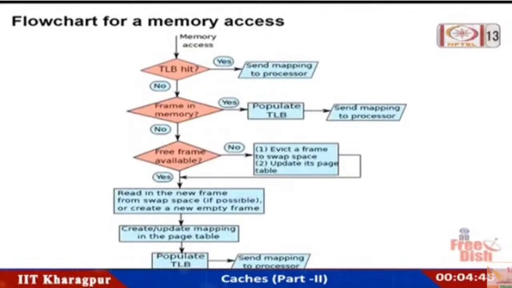So this is the final flow chart for a memory access. This figure is extremely important, so we should understand it. Here, if we have a memory access and we have a TLB hit, then there is no problem. We just send the mapping to the processor, and there is absolutely no problem at all.